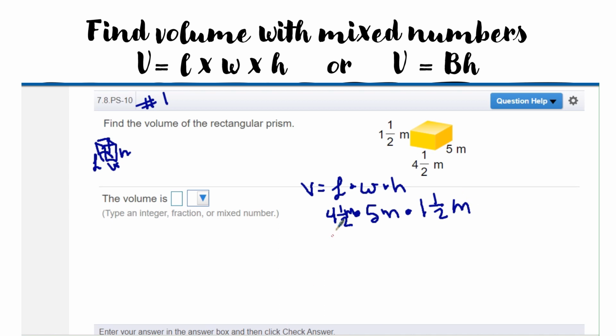Now you can't multiply fractions like this, because a fraction is a part out of a whole, so we have to put all of our fractions into part out of whole format. Meaning if you have a mixed number, meaning you have a whole number in front of your fraction, you have to change it into an improper fraction. So that's what we want to do here.